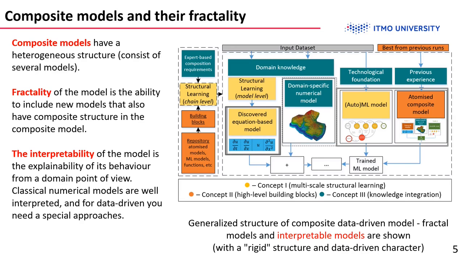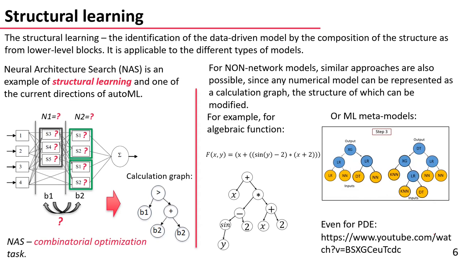For example, an equation-based model is interpretable itself, so if we involve it in the composite model, then this component of the model can be interpreted. And if all components of the model are interpretable, we can interpret the composite model itself. And of course, we can control the degree of interpretability that should be achieved during the identification of the composite model structure. The identification of the data-driven model structure can be achieved by structural learning technique.